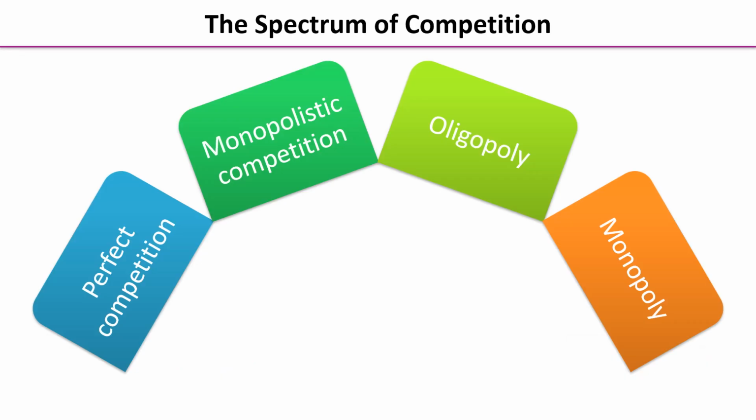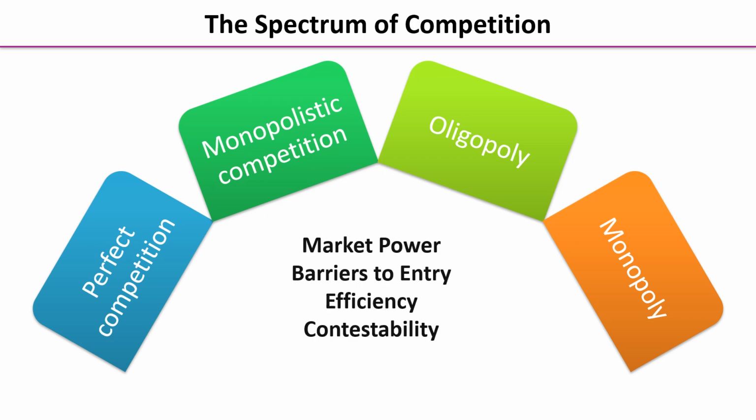So we're going to be looking at all four that are shown here, from one extreme, perfect competition, to the other, monopoly. And the key features that we'll be considering that differ between each of them are to do with the market power for the producers and consumers, the barriers to entry, their efficiency, and the contestability between them.